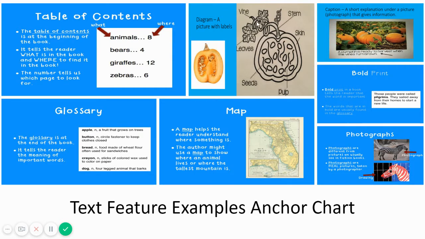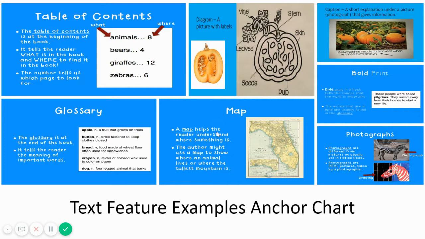Next, we have a diagram. A diagram is a picture with labels. Caption. A caption is a short explanation under a picture. It reads, a pumpkin is ready to harvest when the vines turn brown. Next, we have the glossary. The glossary is at the end of the book. It tells the reader the meaning of important words.